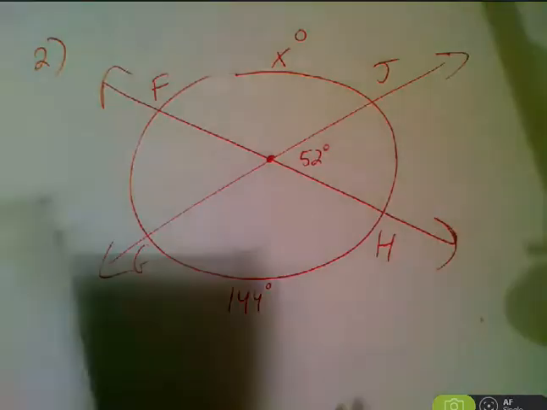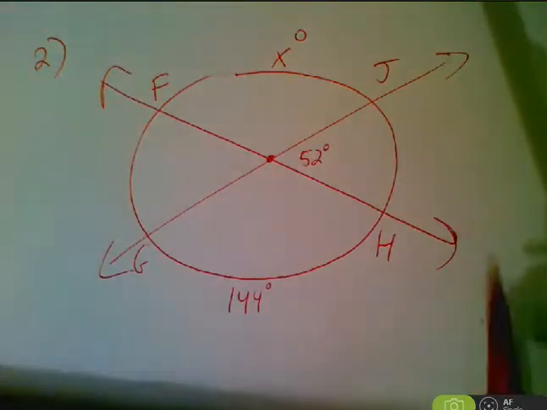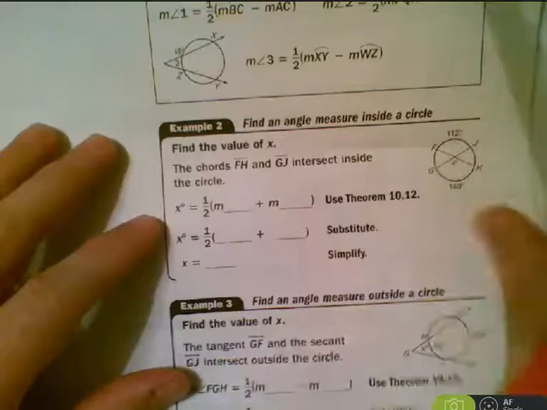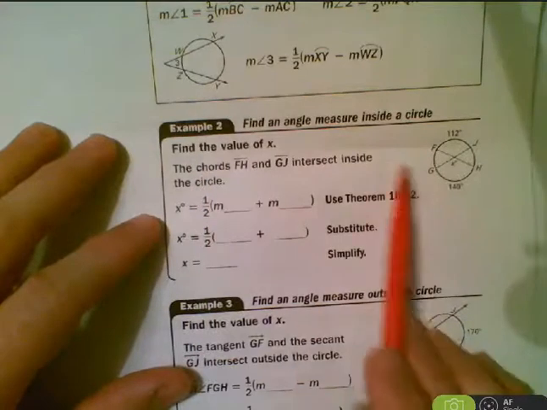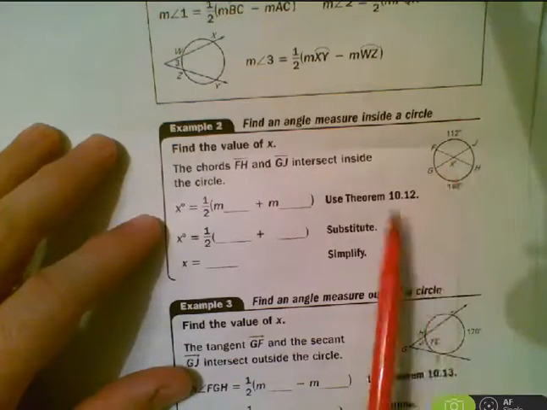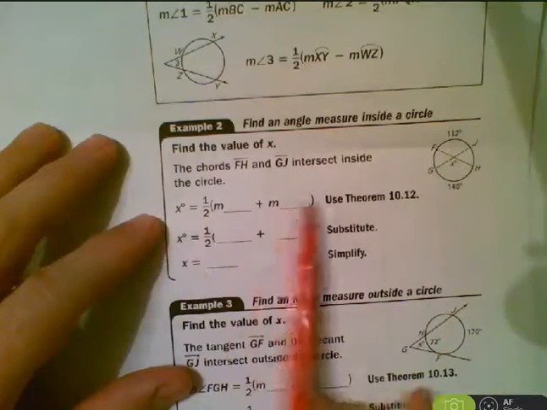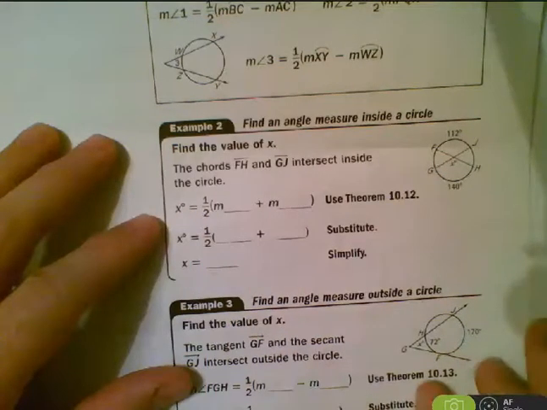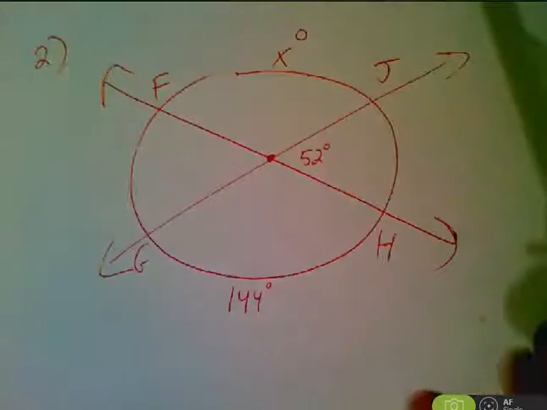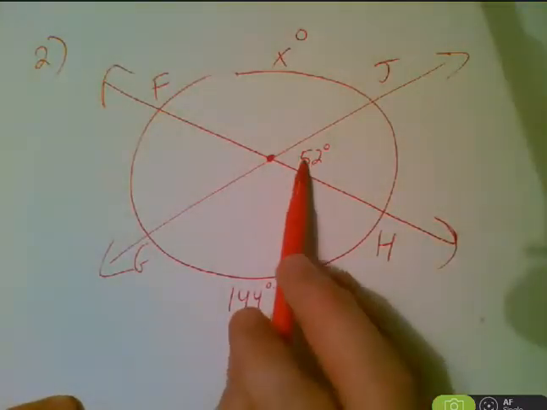So if we go back to our examples, I believe this was example 2. Example 2 is right here. This is where the vertex is inside the circle, and what we found, if you got the notes from the book, was that x was half the measure of the 2 arcs that the angle hits.